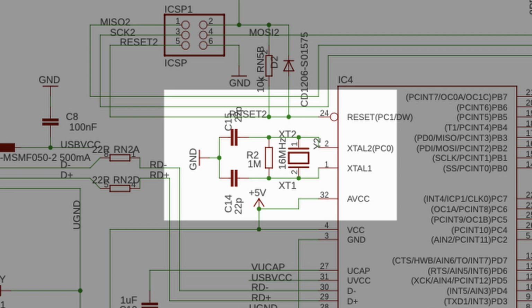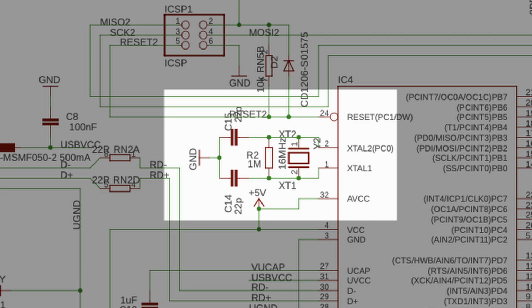The Arduino uses a 16 megahertz oscillator, so we'll just stick with this for our design. The oscillator circuit includes two load capacitors that work in conjunction with the crystal to provide a stable frequency source for the Atmega 16U2 chip.